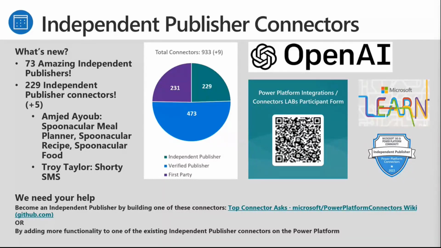We're now at 933 total connectors across the ecosystem, including verified publisher, independent publisher, and first party. This is 9 more since 2 weeks ago. And this is really awesome news because we had an internal goal to grow from 900 to 1,000 between January and the end of June, and we are already a third there in just 1 month.